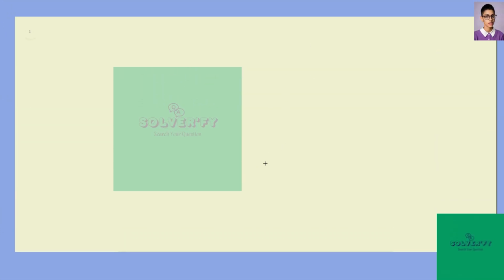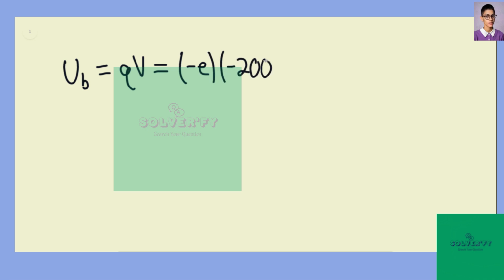We know that the potential energy of the electron is going to be equal to U sub B. This would be equal to the charge on the electron times the electric potential. This would be equal to negative e times negative 200 volts. And this is equaling 200 electron volts.